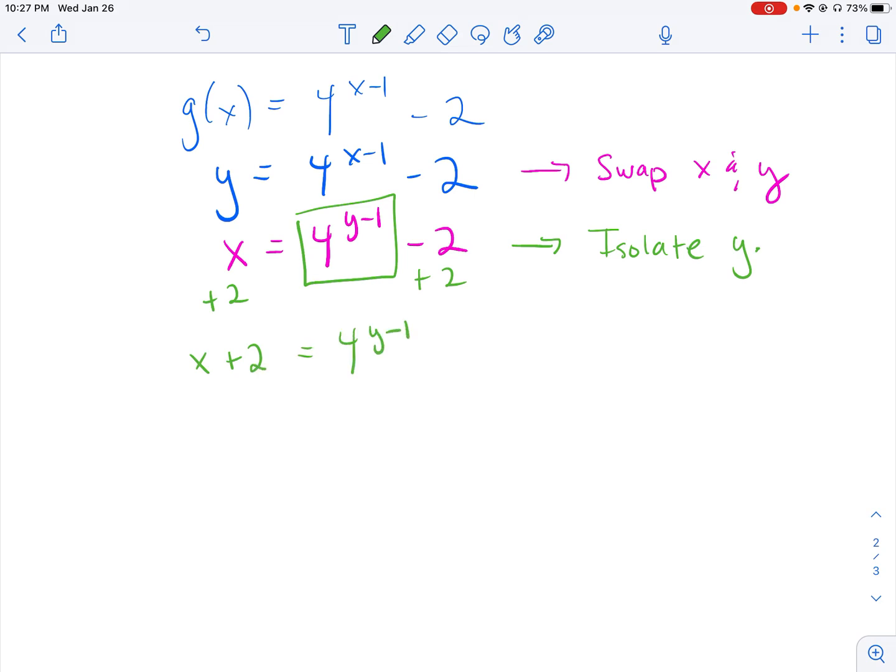Now when we get to this step and we see that y is in the exponent of our base, which is 4, here's where we need a logarithm to get that y out of the exponent so that we can get it isolated completely by itself. So my next step here is to rewrite this exponential equation in logarithmic form.